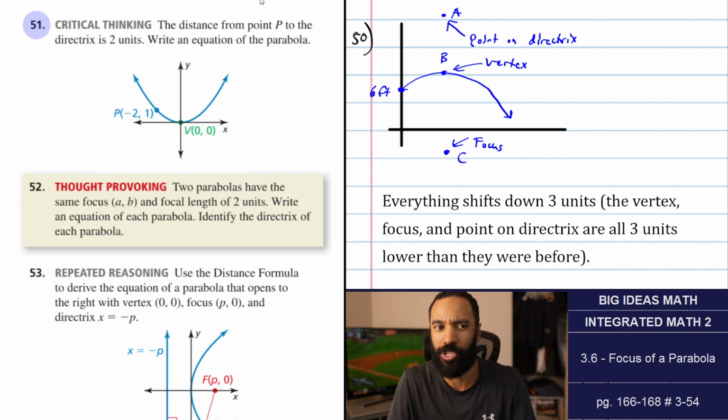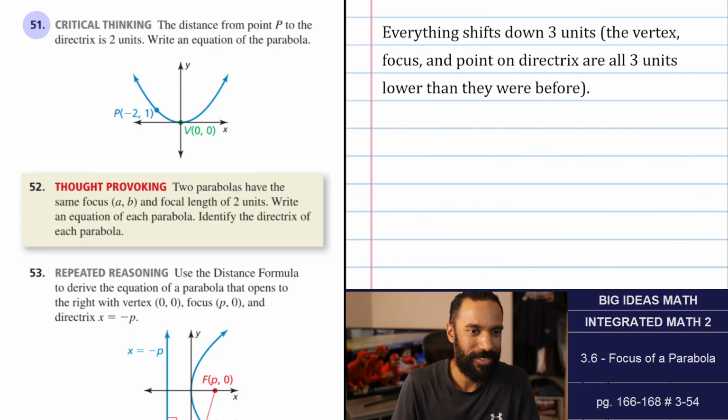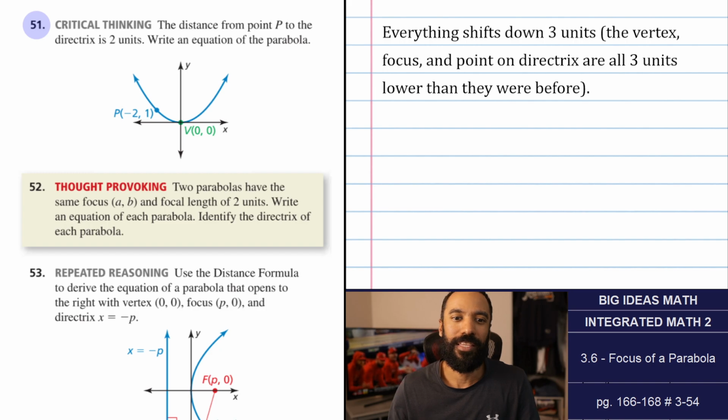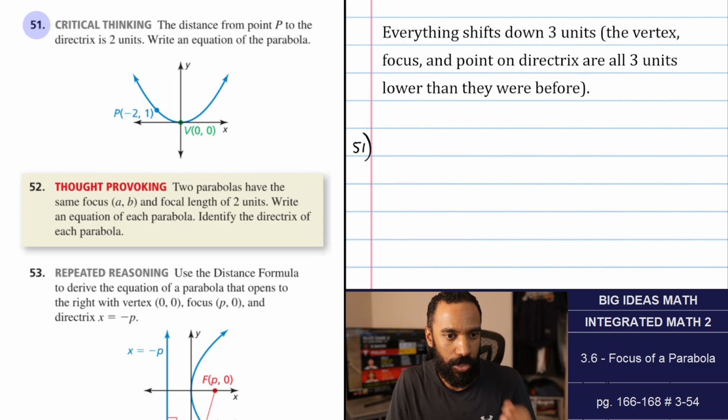I don't even know what focus and directrix have to do with those kinds of things because it's not engineering, but of course every parabola has a focus and directrix, so that's fine. I know what they have to do with it. I just don't know if there's a scientific reason why I need the focus and directrix of that parabolic path. The distance from point P to the directrix is 2 units. Write an equation of the parabola.